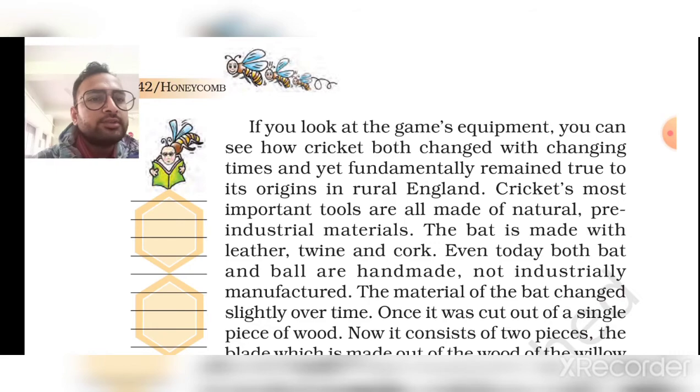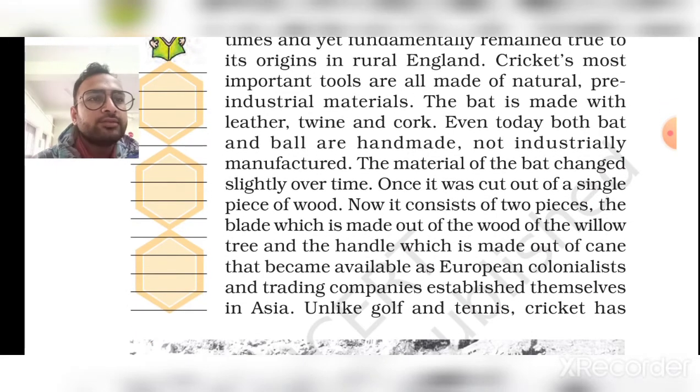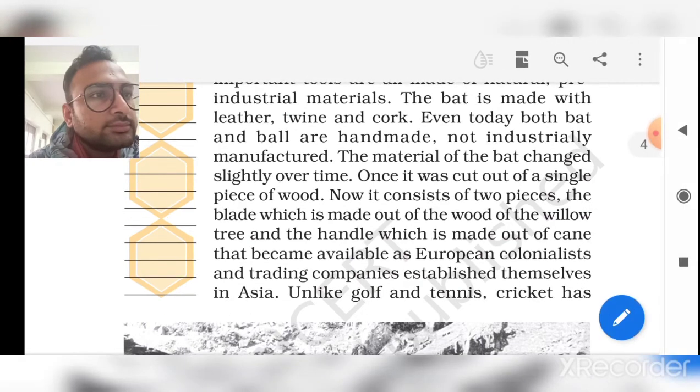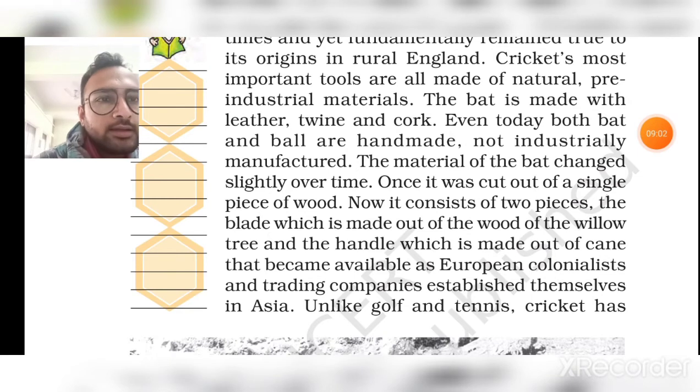The material of the bat changed slightly over time. Once it was cut out of a single piece of wood, now it consists of 2 pieces: the blade, which is made out of the wood of the willow tree, and the handle, which is made out of the cane that became available as European colonialists and trading companies established themselves in Asia.